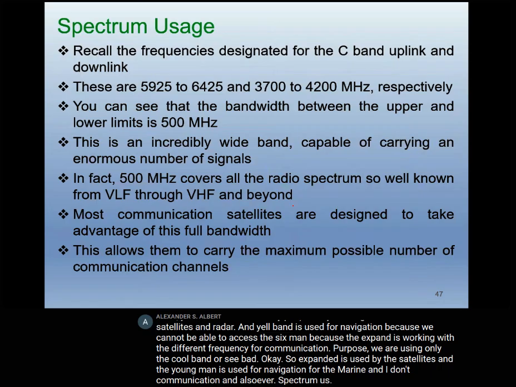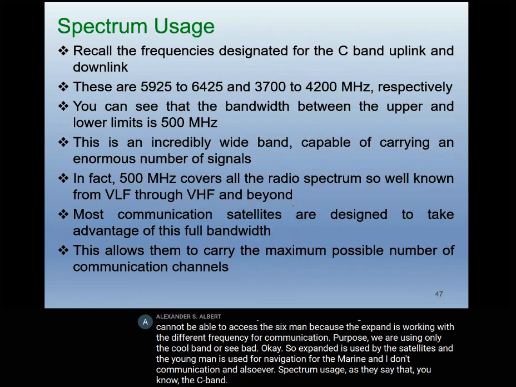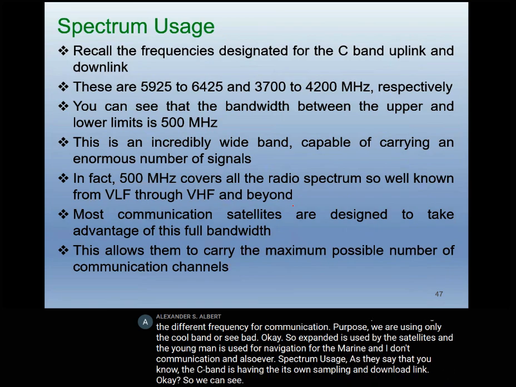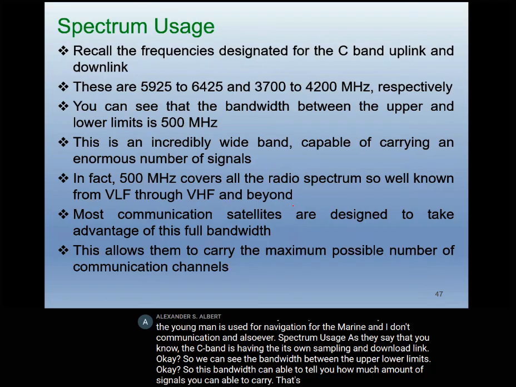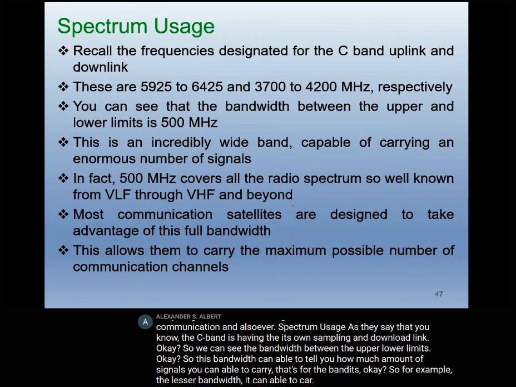Spectrum usage, as I said, the C-band has its own uplink and downlink. We can see the bandwidth between the upper and lower limits. This bandwidth tells you how much signal you can carry. That's called the bandwidth. For example, a lesser bandwidth can carry only fewer signals.